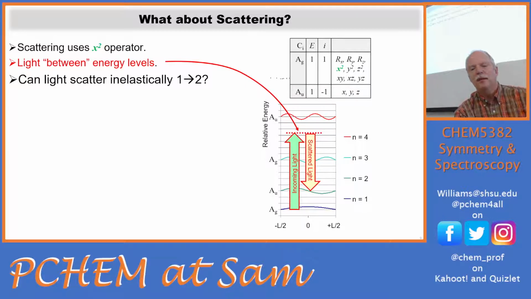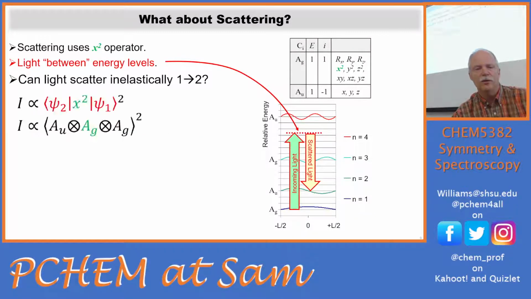So this incoming light, typically we use lasers because we can select that incoming light, and we pick a laser wavelength that doesn't match any of our other levels. There is a way to do it, called resonance Raman, and you can get some signal enhancement using resonance Raman, but most of the time it's like this, where you have what they call a virtual level that's not matching anything in the system. So can light scatter inelastically from 1 to 2?